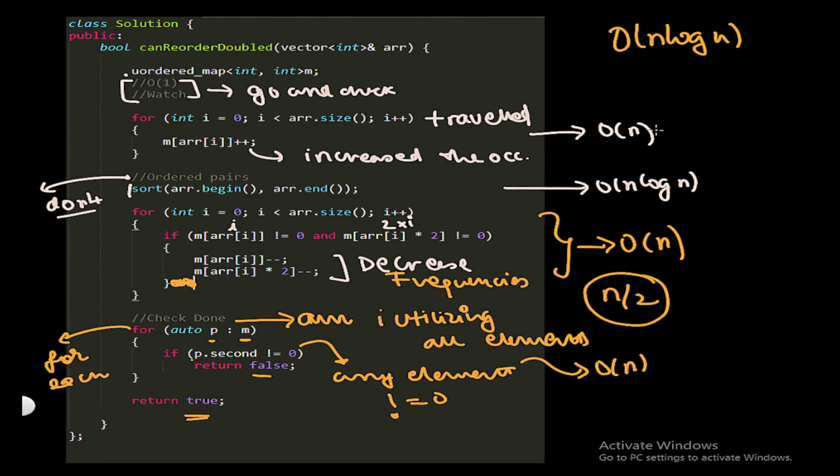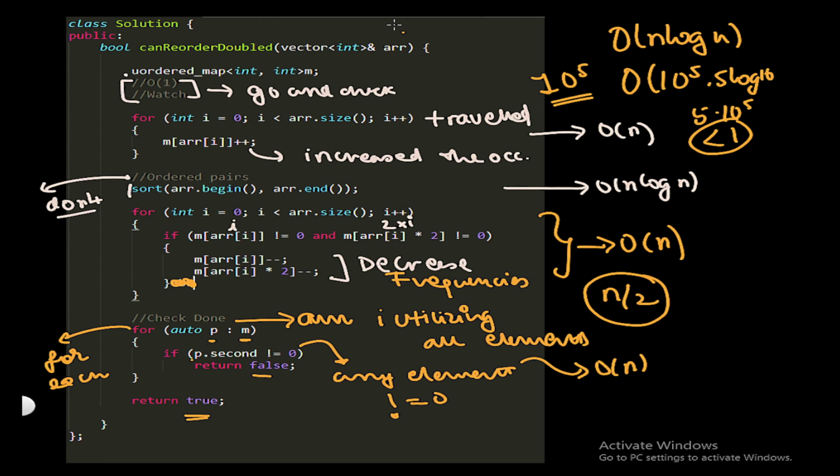Let us take that 10 to the power 5 elements are present. So big O of 10 to the power 5 into log of 10 to the power 5, which is about 5 into 10 to the power 5, and it would be done in less than 1 second. So yes, this code will work and the question will be accepted. This question is not difficult in any manner. It's just some mathematics and some use of the hash map data structure.